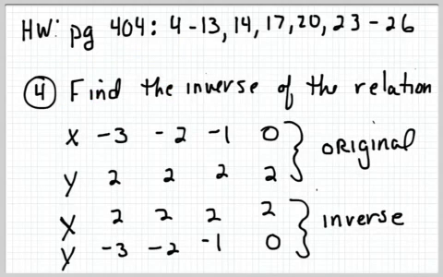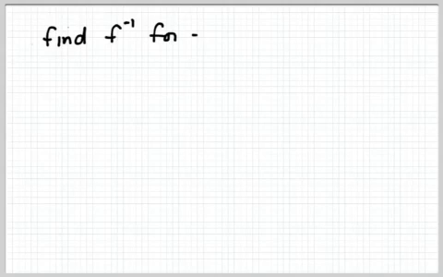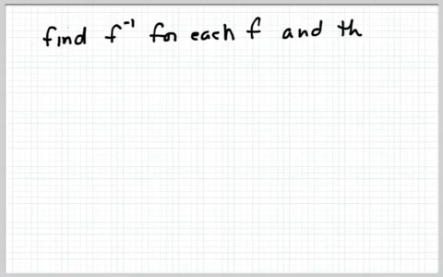Number 20 is very similar. Let's jump to 23, and that will be our last one that I do. Problem 23. Again, let's get the directions down. For each function, since this is a separate section, I'd write it at the very beginning. For each function, find f inverse for each f. And the domain.